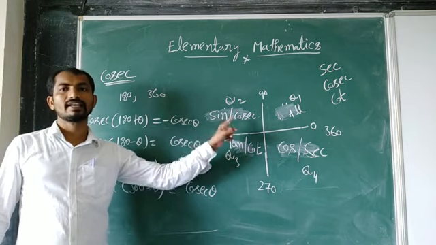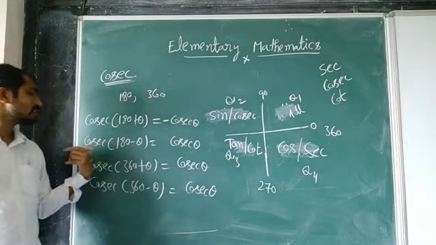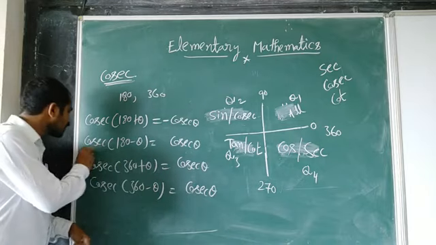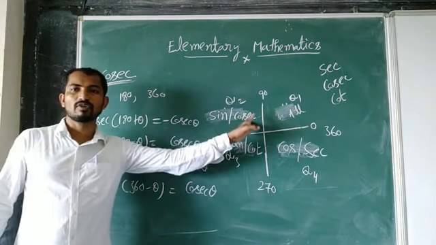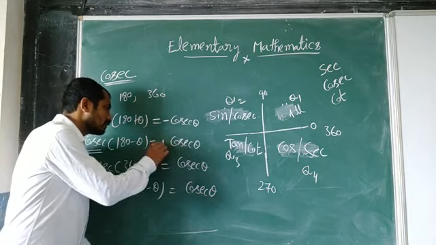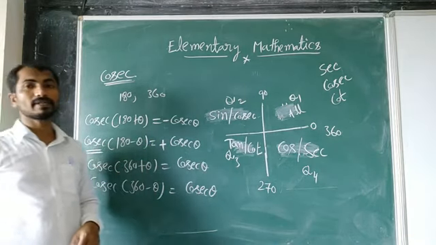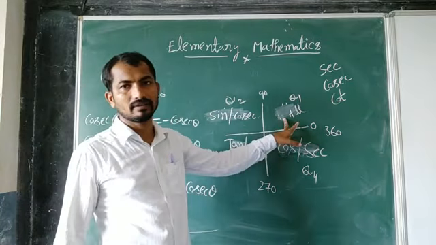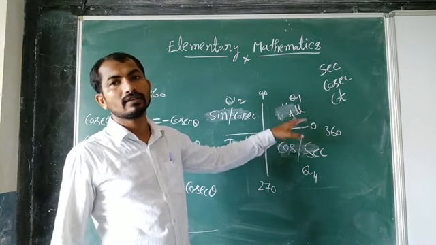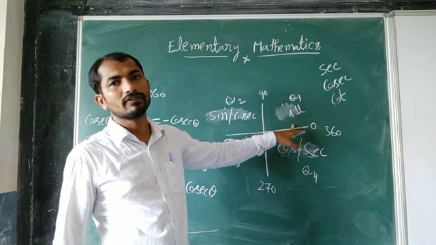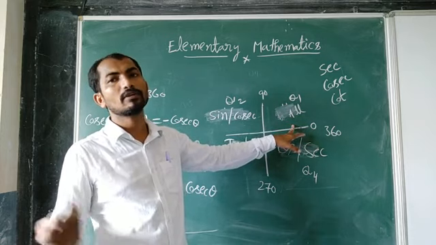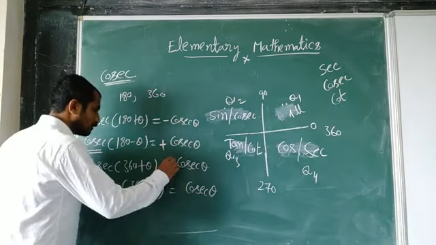Sine and cosec are positive. What is our base function? Cosec. Our base function is cosec and it is positive in the second quadrant. Therefore, I can write plus. Take next 360 plus theta. 360 plus theta means it comes in the first quadrant. In the first quadrant, all are positive, which means you have to write a plus sign.